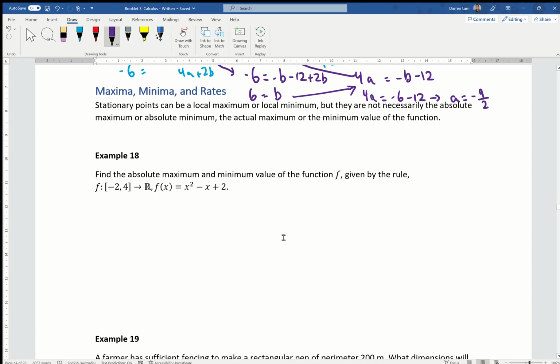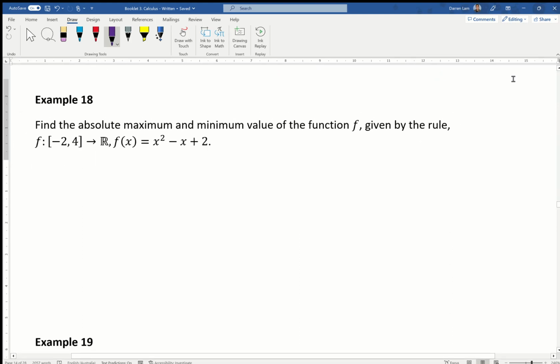In this question, it says find the absolute maximum and minimum value of function f given by the rule. Now for me, of course, I'm identifying the fact that it has a restricted domain. It's not telling you that the range is all real values. It's saying that the range is not restricted in what you're working with. So specifically, you've got a domain, you need to find that range, because it says find the absolute maximum and absolute minimum.